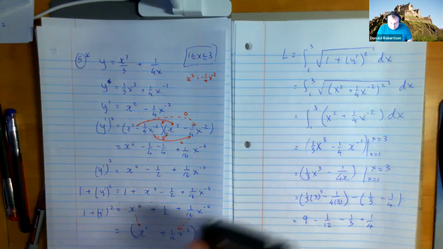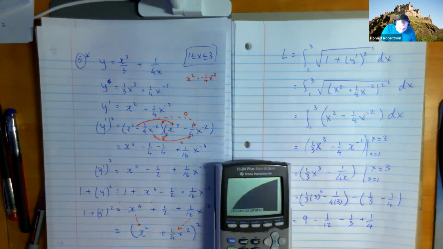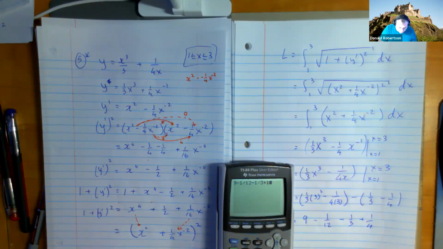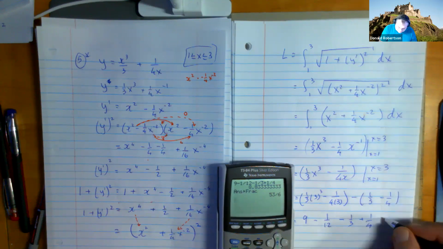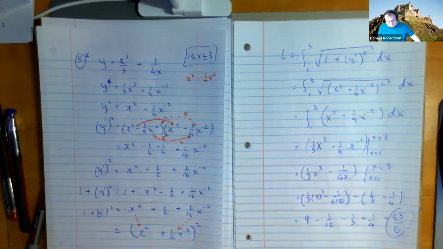And that's what calculators are for. So here goes. 9, subtract 1/12, subtract 1/3, add 1/4. Hit the math button, menu choice 1, turn it into a fraction. We're done.